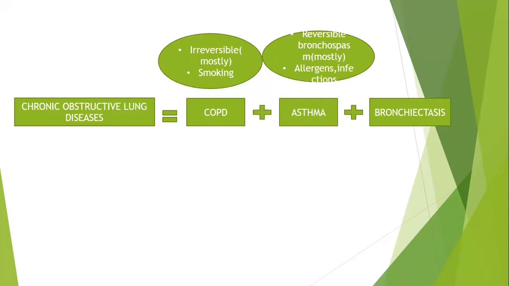So COPD is mostly an irreversible process, and what both chronic bronchitis and emphysema have in common is that they are caused predominantly by smoking. Whereas asthma usually has reversible bronchospasm, but later on it becomes irreversible, and it is usually caused by allergens and infections.